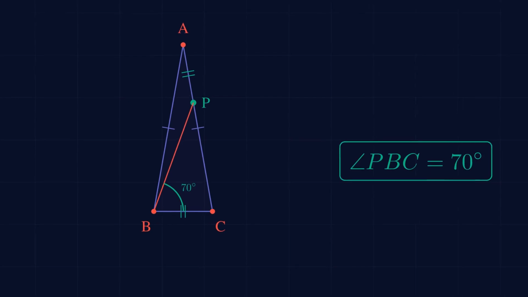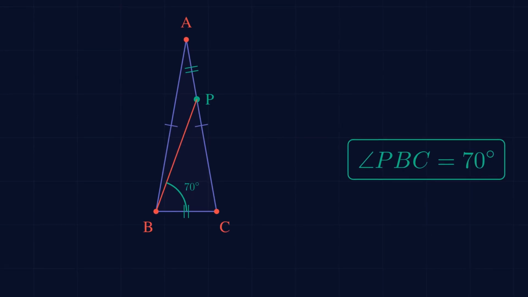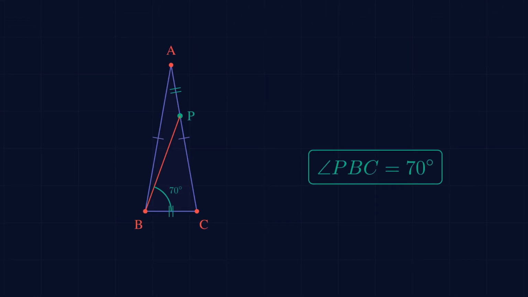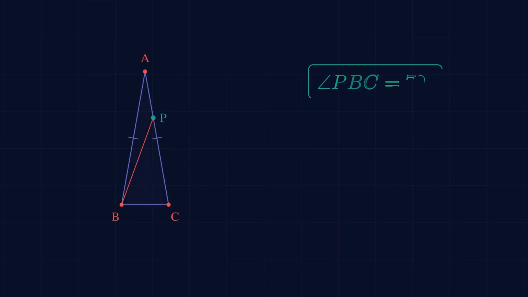Does this make sense? Think about it. P is close to vertex A because AP equals BC, which is the short side. So the line BP cuts a steep angle from the base. 70 out of 80 degrees, that feels exactly right for a point high up on side AC. So the answer is 70 degrees.